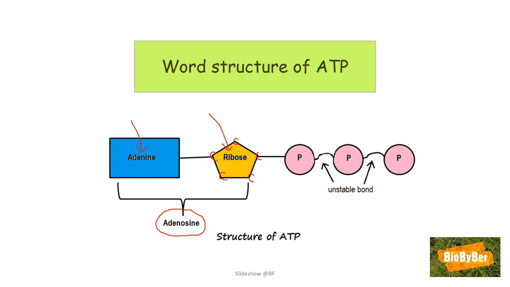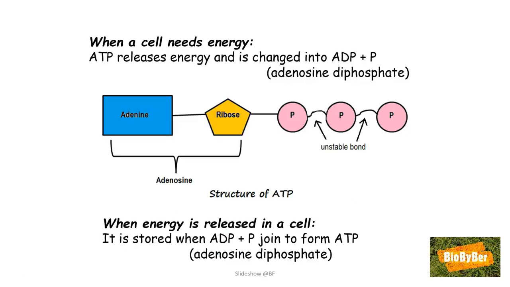The phosphates are found here at the end and are bonded to one another. The bonds contain a lot of energy. Sometimes they're referred to as energy-rich bonds. Other times they can be called an unstable bond, whichever way, they contain a lot of energy. You need to be able to draw this structure.